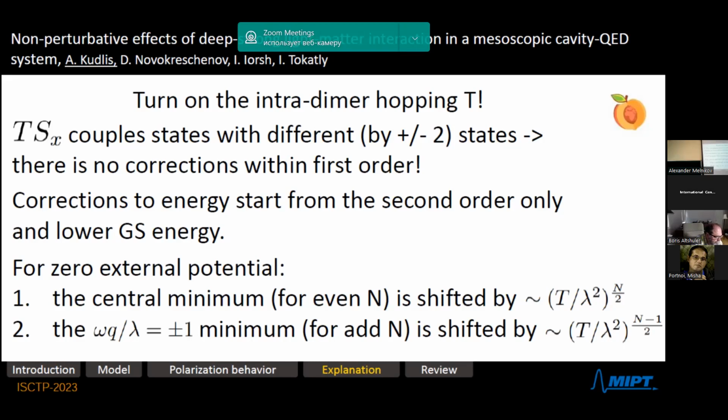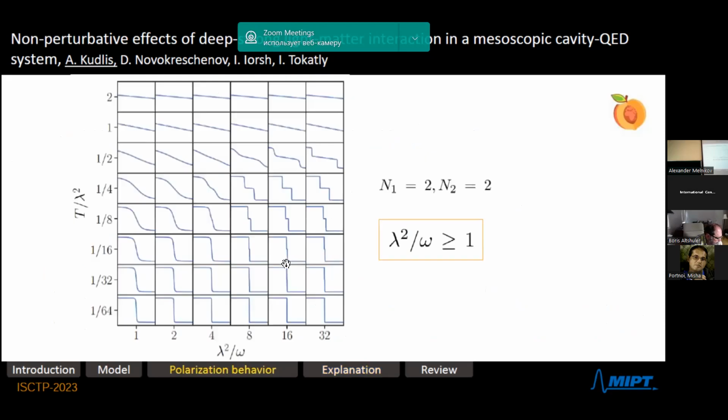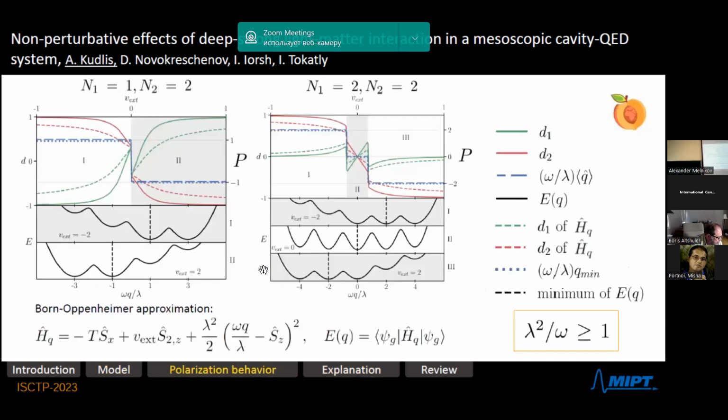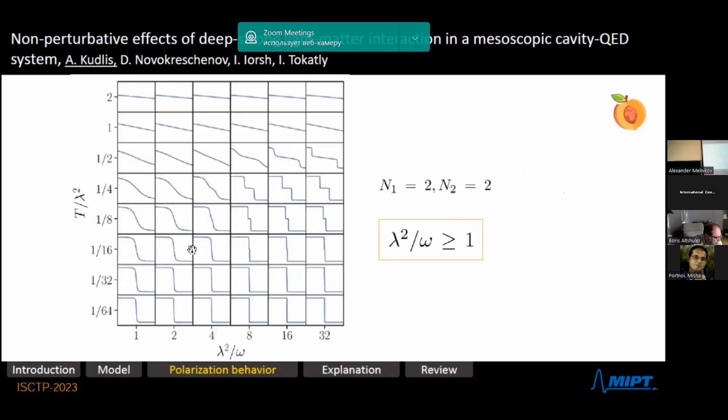And if we look again at this case, maybe it's not so obvious, but with the inclusion of, for example, only the second order perturbation theory term, we see that this minimum is more affected than this one, because it is just closer to this and to this.